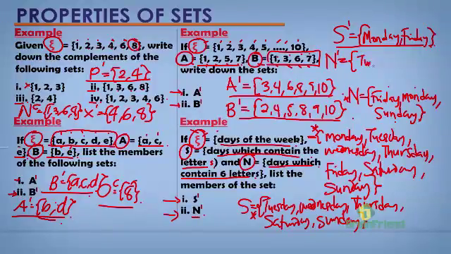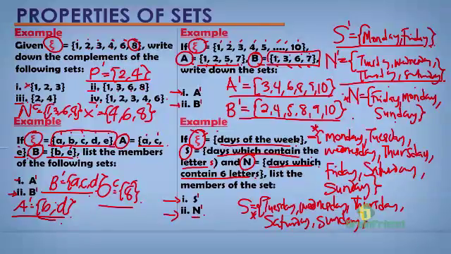Tuesday, Wednesday, Thursday, and Saturday. And that's the complement of our set N. It's a set that has elements Tuesday, Wednesday, Thursday, and Saturday.